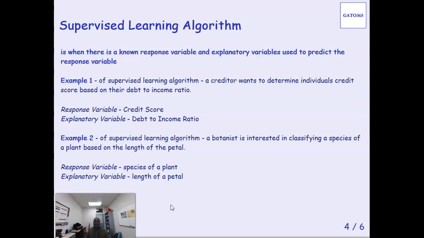Okay. So another example of supervised learning, let's say you're a botanist, right? You're interested in classifying species. You have a plant and you have the length of the plant's petal. So you're trying to use the length of the petal to predict the actual species, right? And so your response variable is going to be the species of the plant, and then the explanatory variable is going to be the length of the petal. So with that being said, that's supervised learning, for the most part.